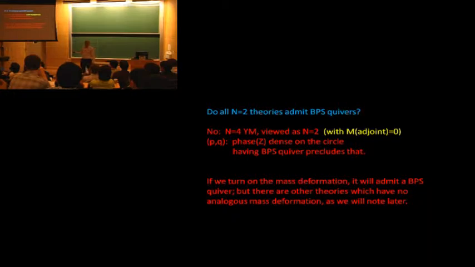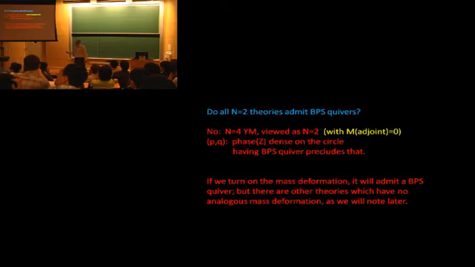except it turns out that if you do turn on the mass, even for this theory, there is a quiver capturing this. So this famous N equals 2 theory, once you give a mass to the adjoint, does admit a quiver. However, there are other N equals 2 theories which do not admit similar mass terms. They don't have those mass terms allowed in their theory. And I will mention examples of it later; these theories will not necessarily have quivers.